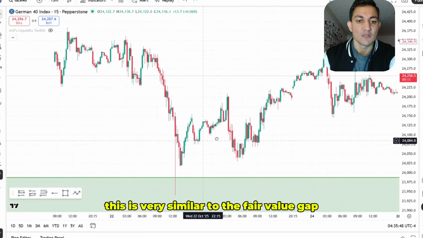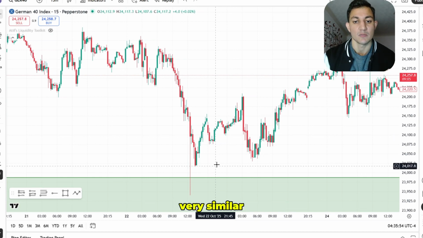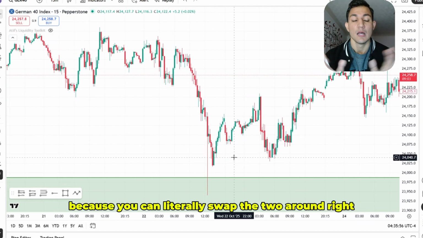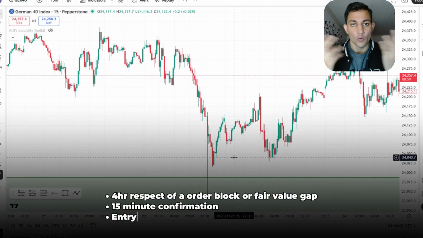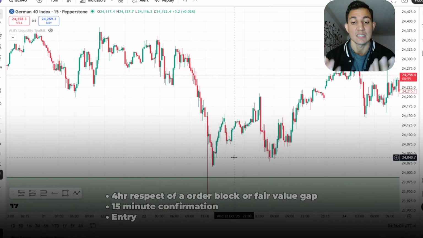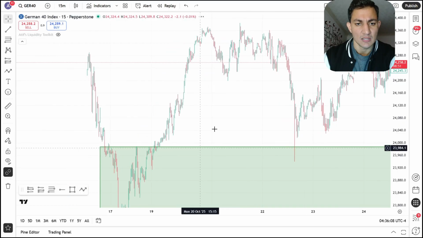And you'll notice this is very similar to the fair value gap strategy that I teach. And if you know what it is, great. If not, absolutely fine. Very, very similar, because you can literally swap the two around, right? The key thing is 4-hour respect of an order block or fair value gap, 15-minute confirmation, entry, right? That's the key thing right there. So here we are in price action. And this right here, can I zoom out?